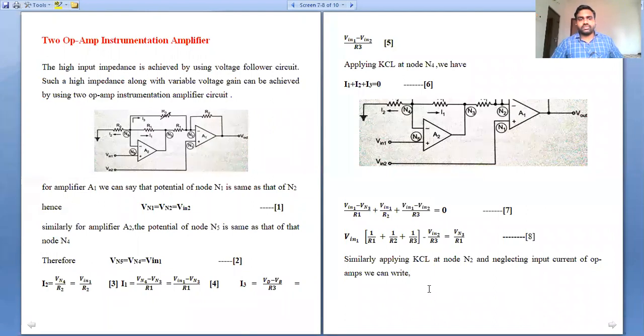Two op amp instrumentation amplifier. This is a very interesting thing. Previously we discussed the triple op amp instrumentation amplifier, so we are very familiar with what is meant by an instrumentation amplifier. An instrumentation amplifier is a device which measures physical quantities with the help of a transducer.